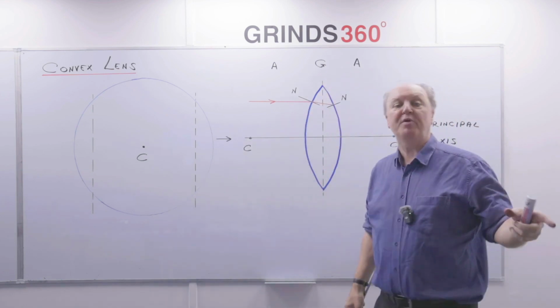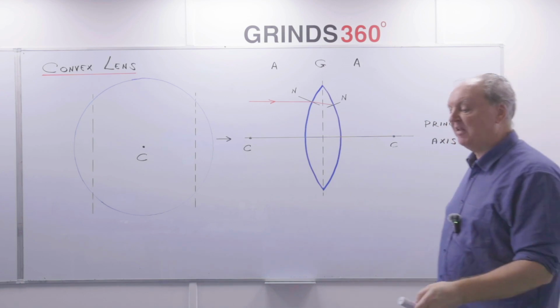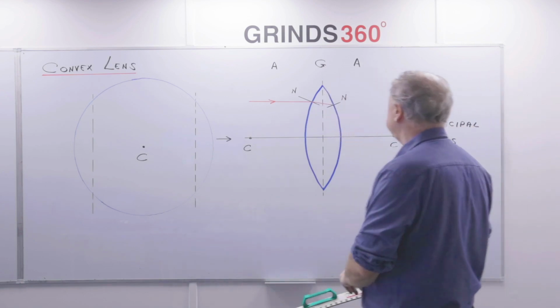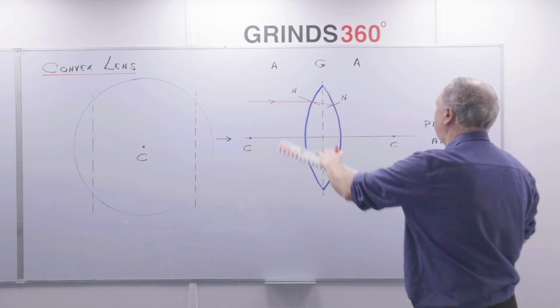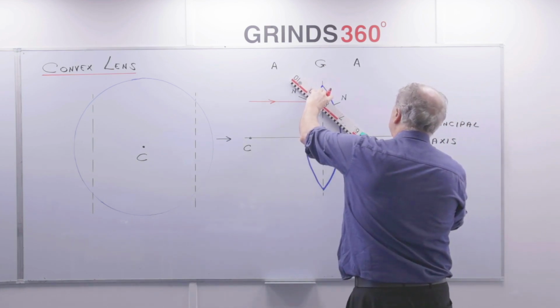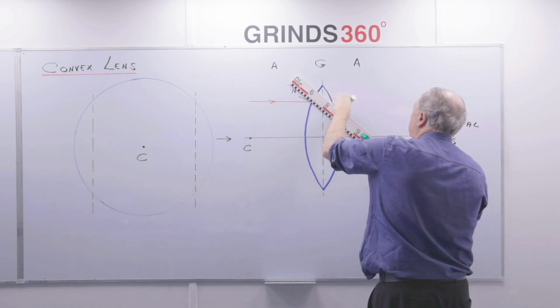Now, what happens when a ray of light goes from glass into air, where it's traveling faster? Well, this time it's going to bend away from the normal. It's going to bend down, say, like this.